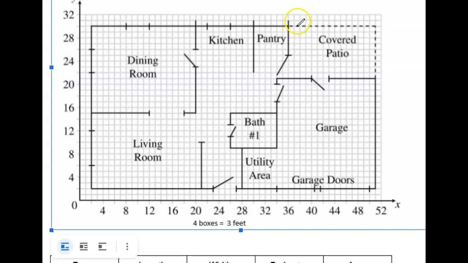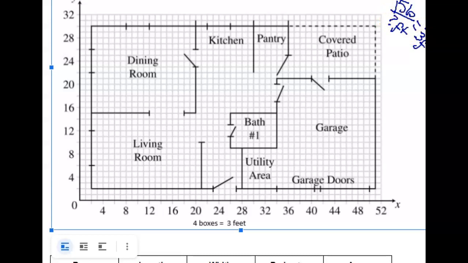So I've got 1, 2, 3, 4, 5, 6, 7, 8, 9, 10, 11, 12, 13, 14, 15. So 15 boxes, and I need to know what that's going to be in feet. So I'm going to use my ratio from down here that says 4 boxes is 3 feet. So when I set up my ratio, make sure you have parts to parts, boxes over feet, boxes over feet.